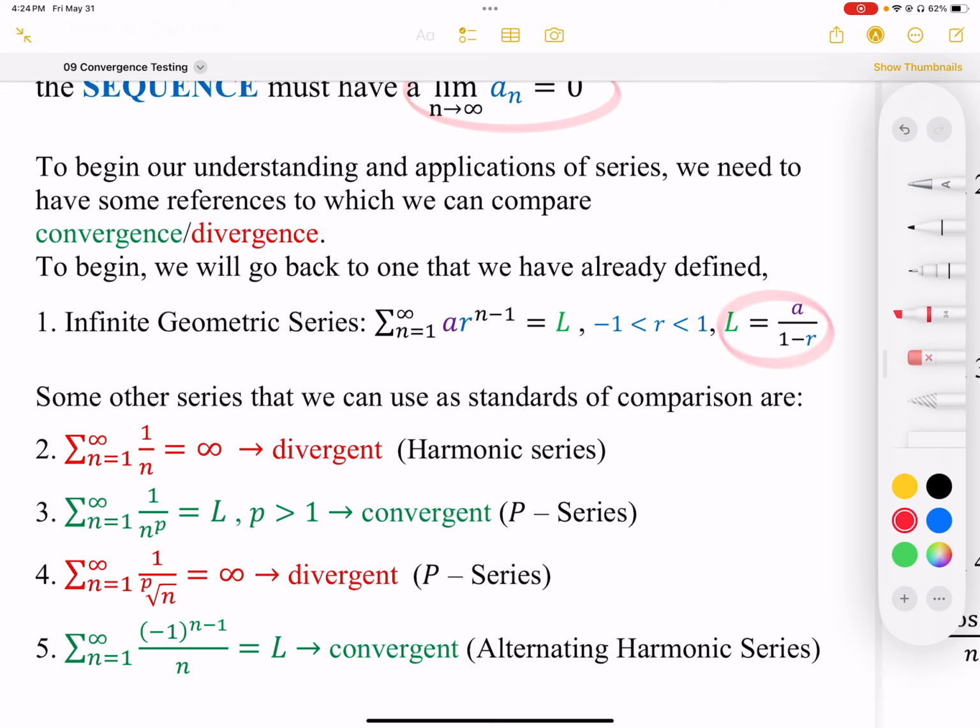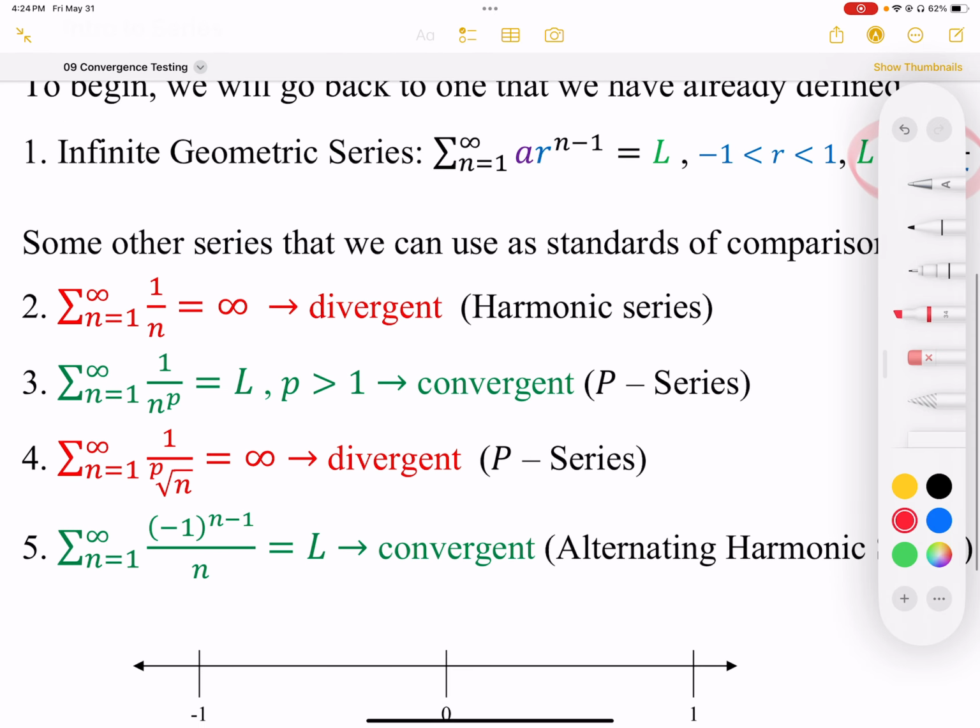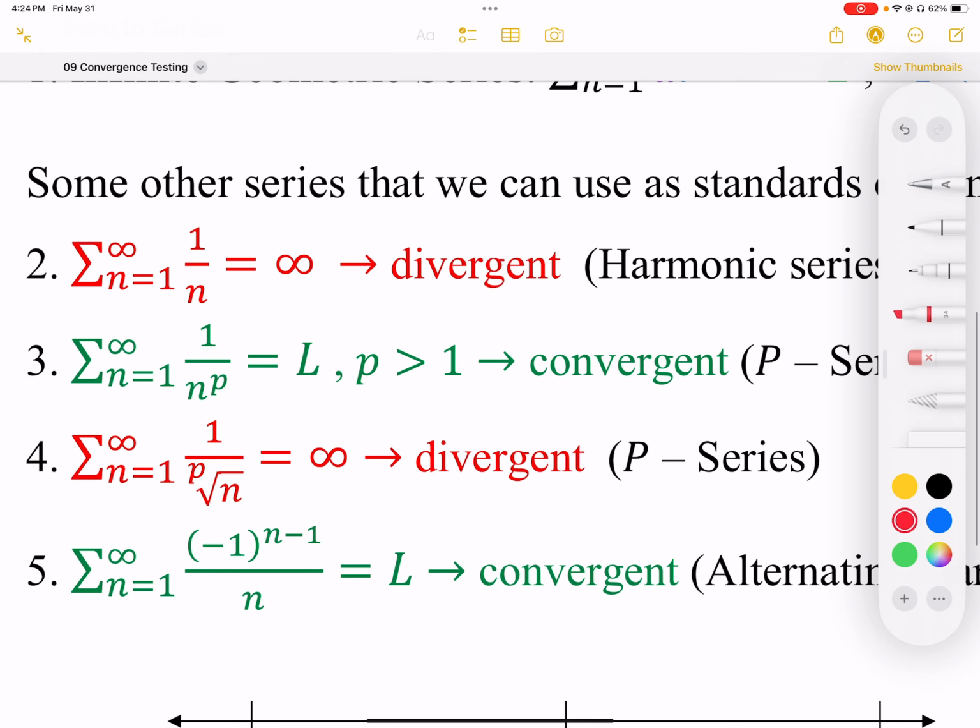Now, most of them, we're not going to be able to actually calculate the limit. We're really just interested in convergence and divergence. But for the infinite geometric series, we happen to have a formula. So that's one. Another one that we looked at is the harmonic series. And this is important because this is kind of our boundary series. And it's a boundary between convergent and divergent. So 1 over n, as we add up those terms of the series, adds up to infinity, and so it is divergent.